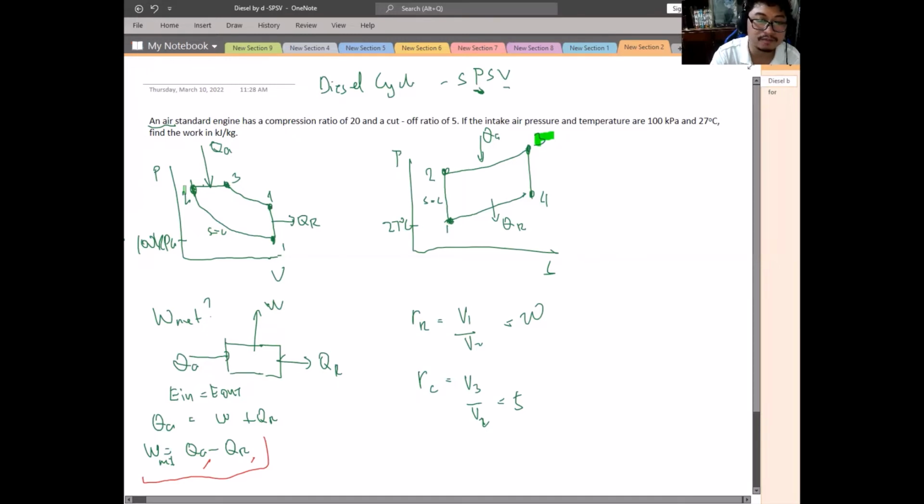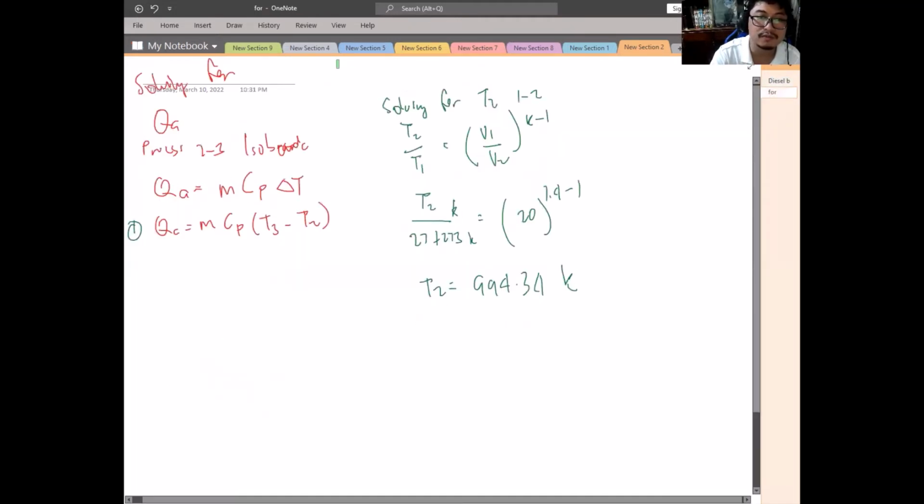The process from 2 to 3 is an isobaric process. So, solving for T3, the relationship of pressure and volume in an isobaric process is PV over T equals PV over T. We consider P constant because of the isobaric process.